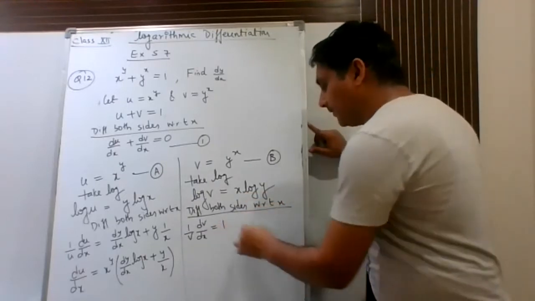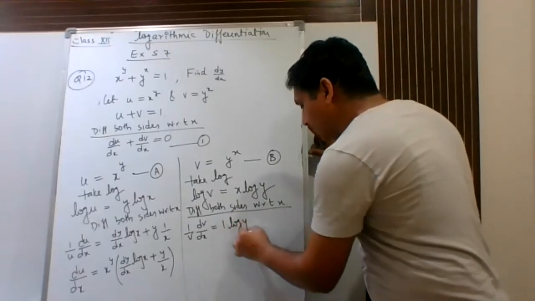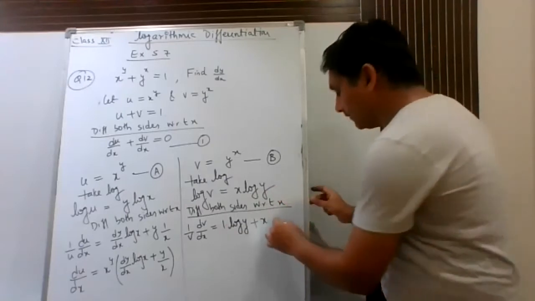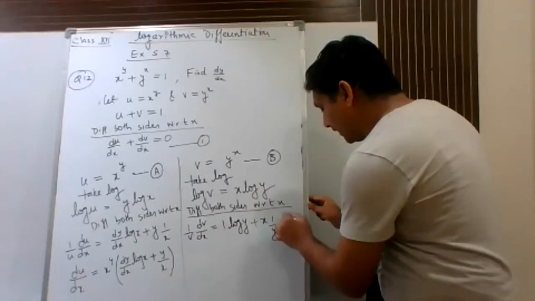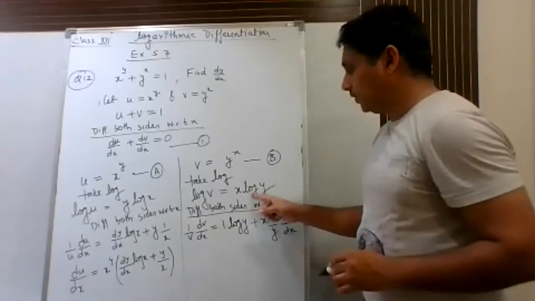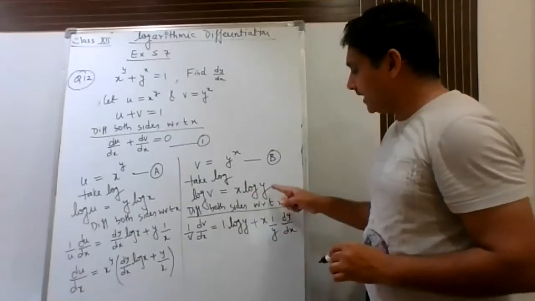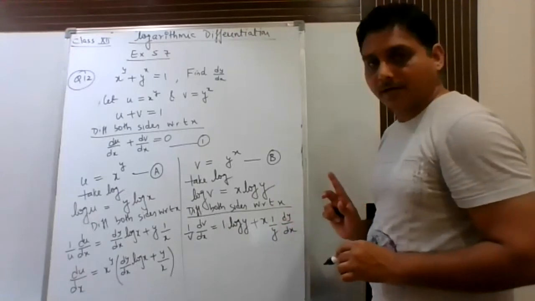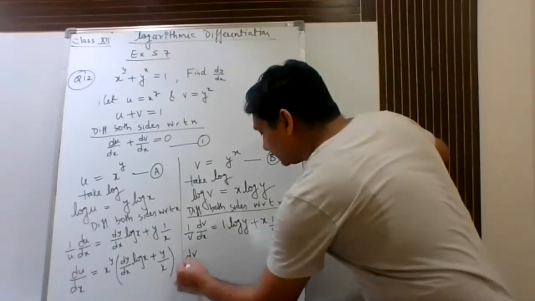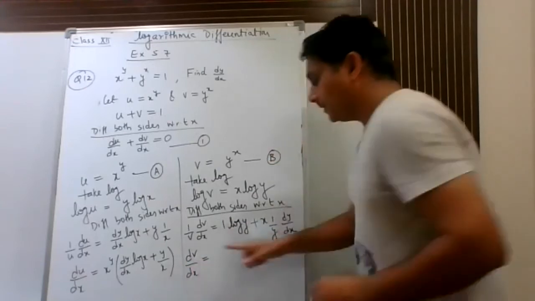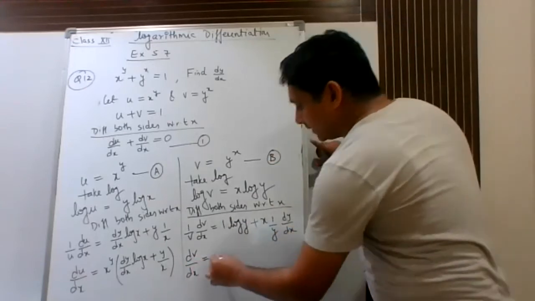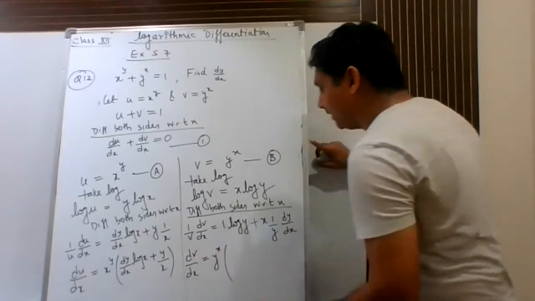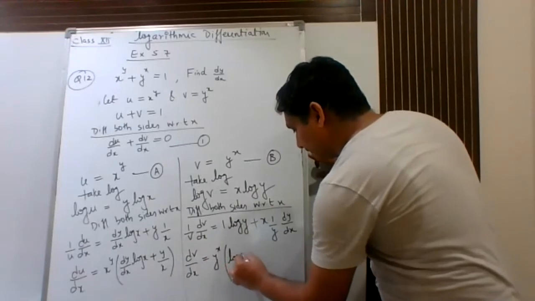Derivative of x is simply 1, log y as it is, plus derivative of log y we need to take. So this will be 1 upon y dy upon dx. So log y will be 1 upon y. Then we have to take the derivative of y with respect to x. Using chain rule, it is dy upon dx. Now after this, dv upon dx can be written as, so you will just shift this v on the other side and just put the value of b from number b. So this is what you will get.